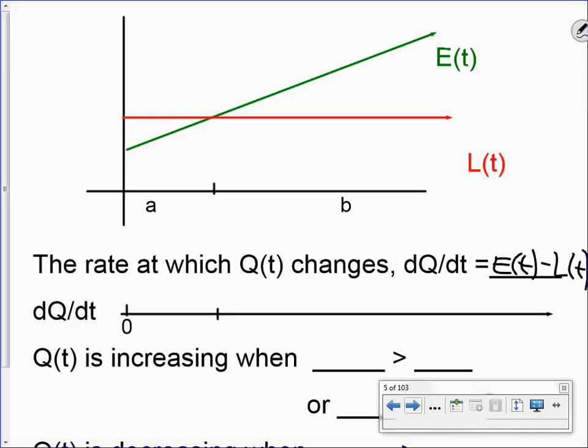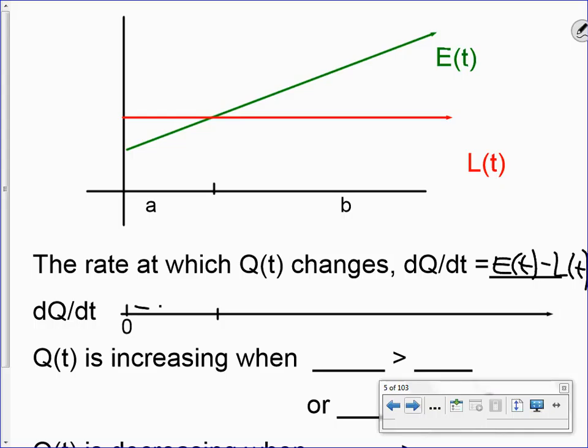So let's say this was a graph of our rate in, which I've called E of t in green, and rate out. And I want to make a little sign chart to see how the quantity is changing. So let's look at the first interval from 0 to where they intersect. Look at the rate out, look at the rate in. Is rate in minus rate out going to be positive or negative? Negative. You see that? Rate in minus rate out is a negative value.